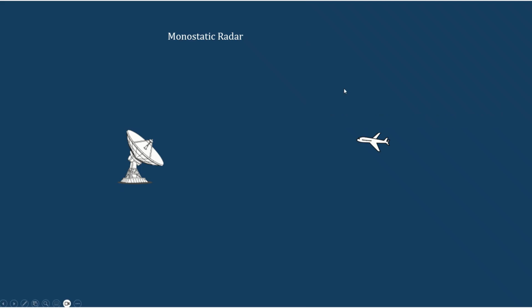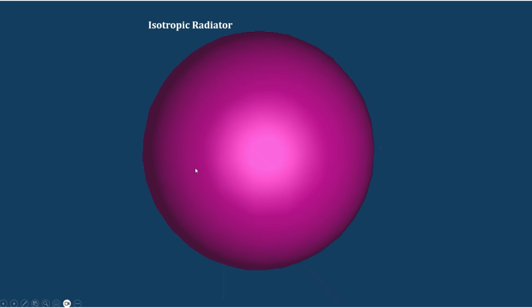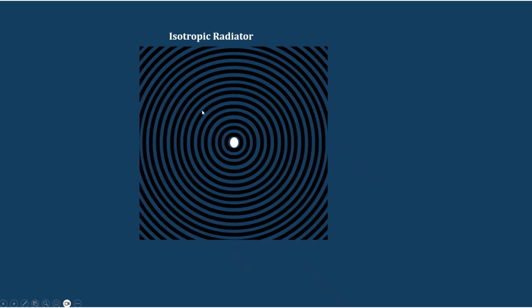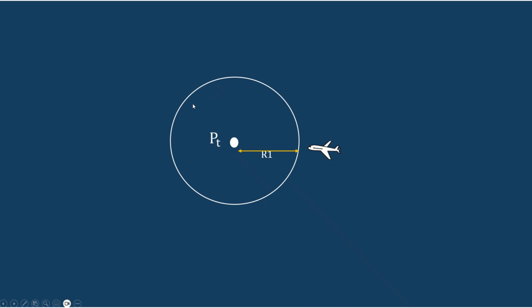Consider a monostatic radar system. I'm taking this as the target, and this is my transmitter and receiver system. I'm first assuming that the radiation from the transmitting antenna is isotropic. In the case of an isotropic antenna, it radiates equally in all directions, so it will look like a sphere. In 2D it will look like this, but in the 3D case it is actually a sphere, radiating equally in all directions.